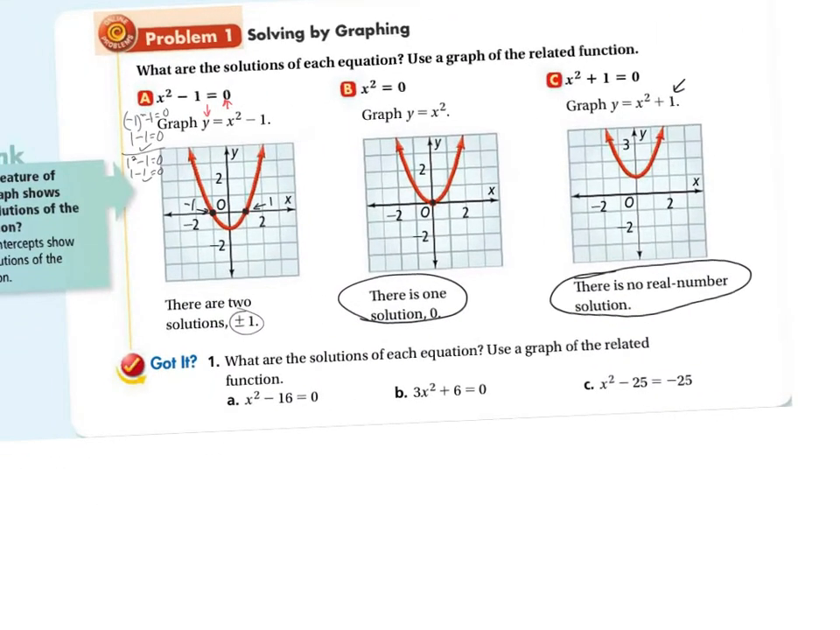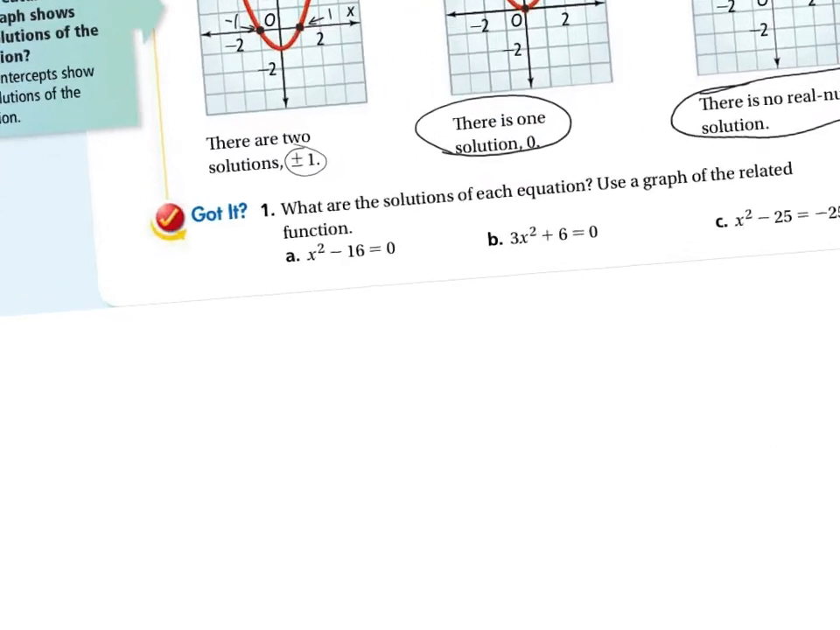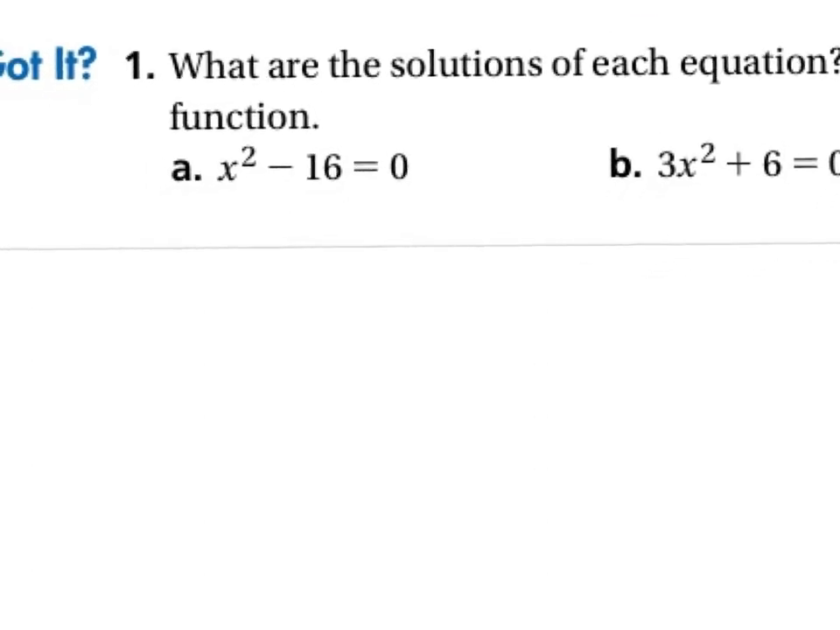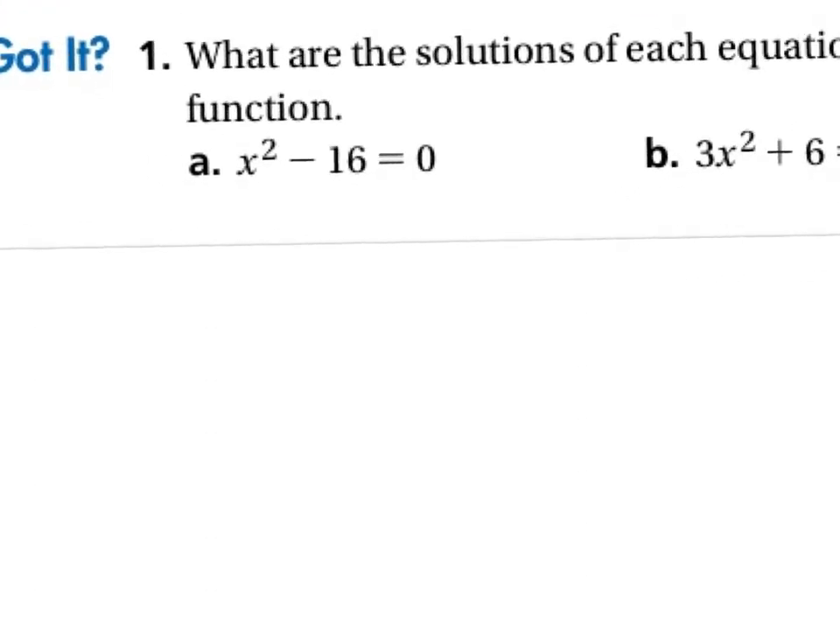So if we look at the Got It, they're wanting us to find the solutions of the equation, use a graph of the related function. Okay, so in the next problem, we'll actually be looking at working these out by hand, which is going to be a lot quicker method, we'll find, I think. But we'll go ahead and go through the process, then maybe you can appreciate it all the more.